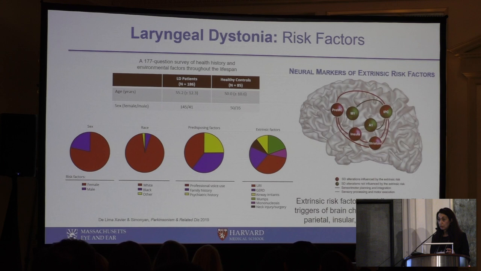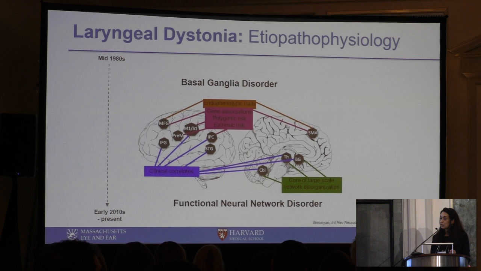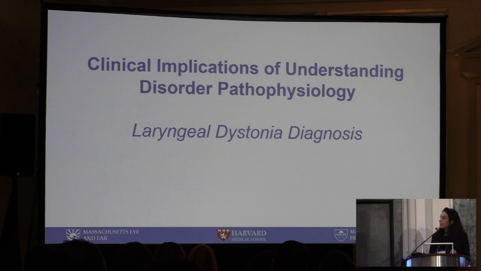And again, linking these back to neural alterations, similar regions, the ones that we were finding to be involved with genetic risk, have shown again an association with extrinsic risk factors, potentially contributing as triggers to the manifestation of voice symptoms in these patients. So just to supplement this figure, we can also place gene association and polygenic risk with extrinsic risk on this diagram. Now, how can understanding the pathophysiology of laryngeal dystonia inform our diagnostics of this disorder?